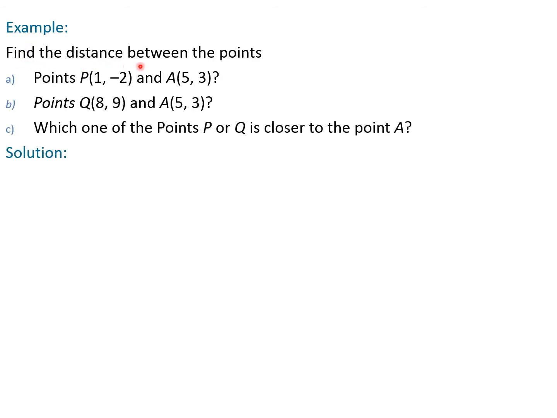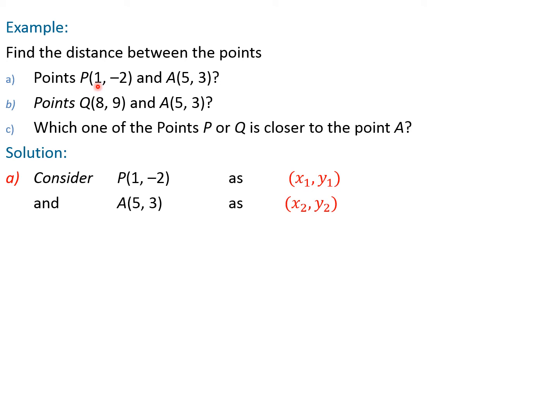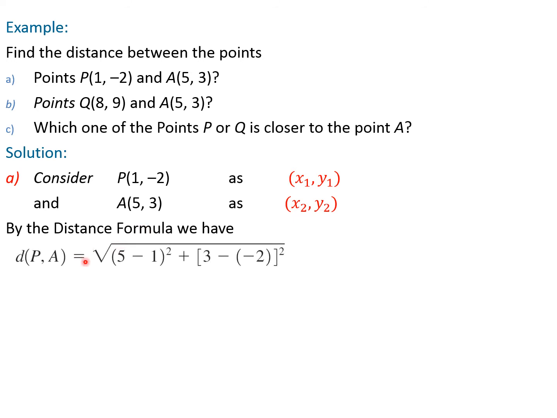Example, find the distance between the points. A, B and C, there are 3 parts. For each part we have to find the distance, but for the last one we have to figure out which one is closer to A, P or Q. So to find the distance we already have a formula. So we assume first that P is x1 and y1 and A is x2 and y2. Simply replace the values in the distance formula.